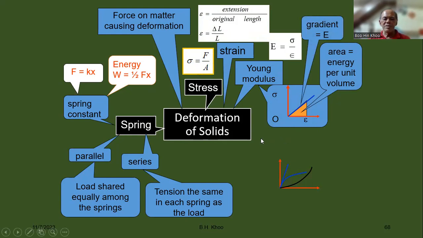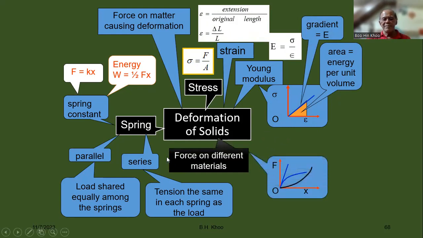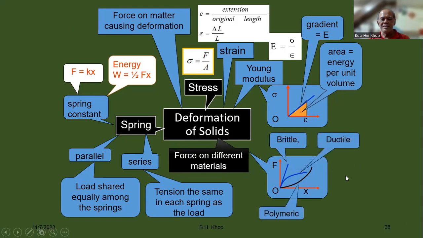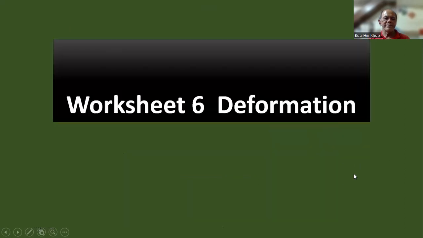Gradient is Young's modulus. Force on different material, pressure force on different material. There's brittle, there's ductile, there's polymeric. Okay, let's try some questions.